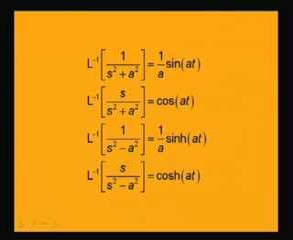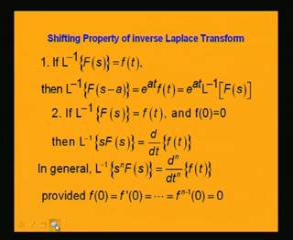So, if this s is replaced by s minus omega, then you can multiply by e to the power omega t here, and by applying the shifting theorem you can write the inverse Laplace. So, this is the shifting property of the inverse Laplace. Already I told, if L inverse F s equals f t, then L inverse F s minus a will be equal to f t multiplied by e to the power a t. So, it will be e to the power a t into f t.